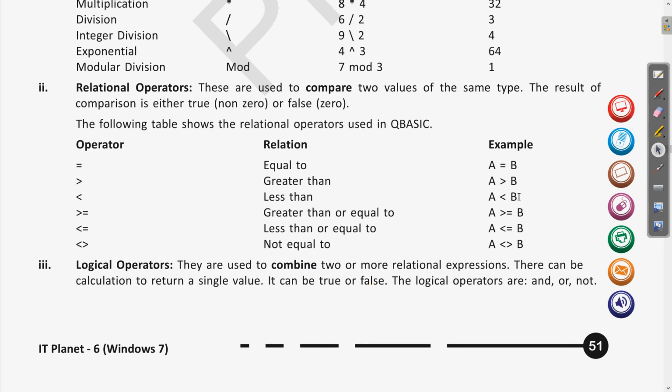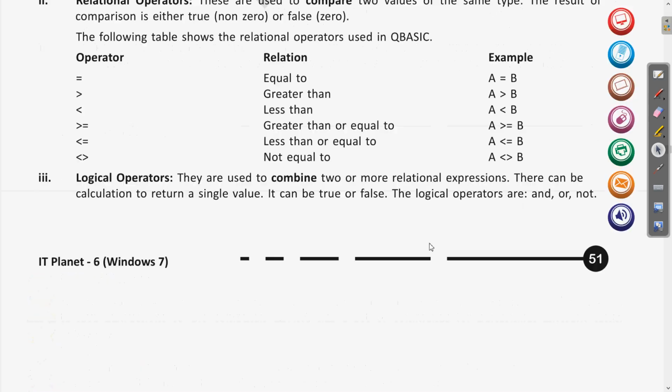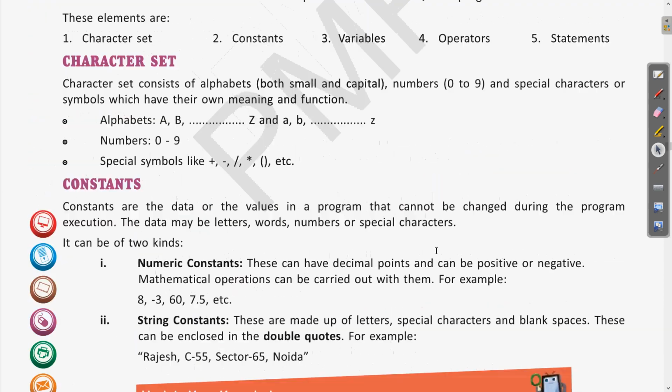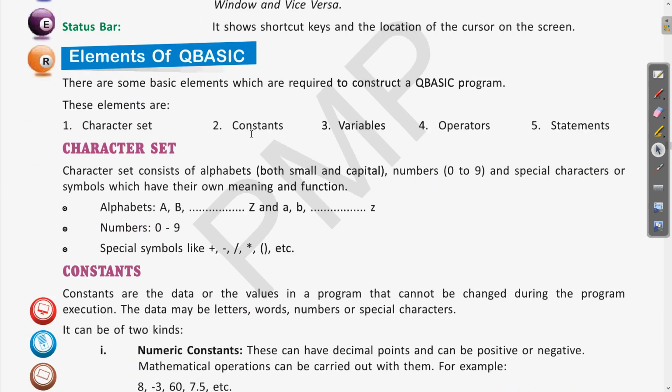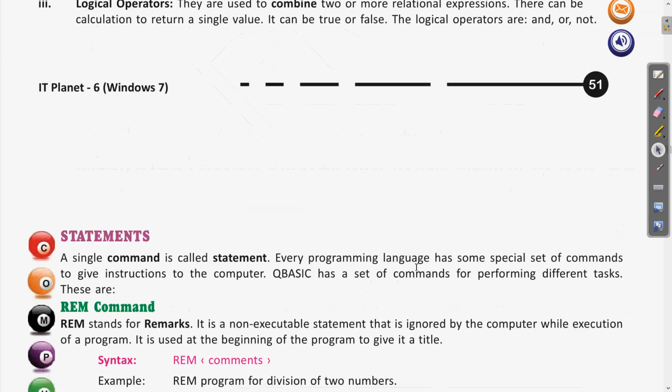Now coming to the next, which is statements. So till now we have discussed the different elements, in which we have seen character set, constant, variable, then operator, and next is the statement. So let us see the statements now. What is a statement and what is the use of it?